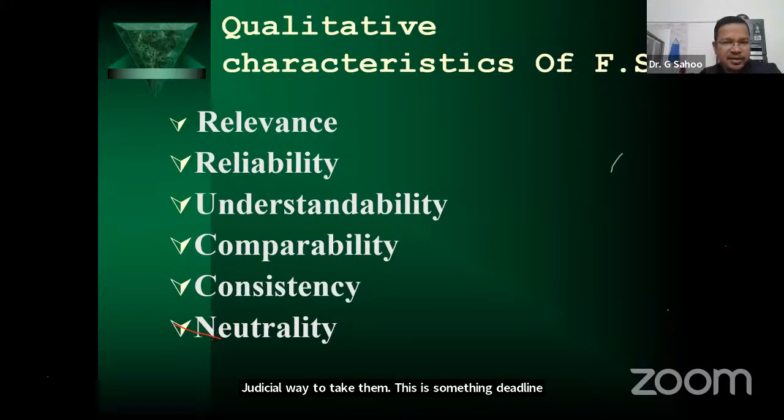Again, comparability. Whenever we are preparing the financial statement, it should be comparable. Comparable means we can go for inter-firm comparison as well as intra-firm comparison. Intra means within the firm. That means current year performance we can compare with the previous year performance, or current period performance we can compare with the previous period performance, or we can compare our business performance with other business performance.